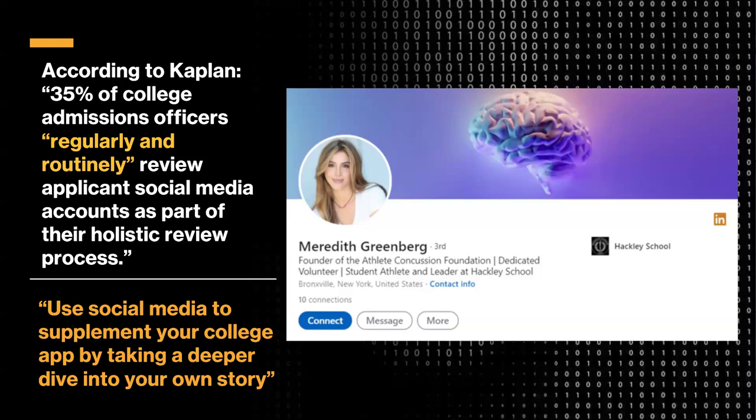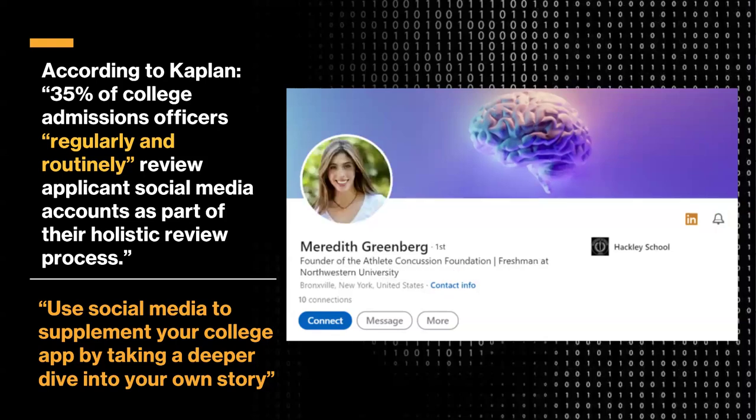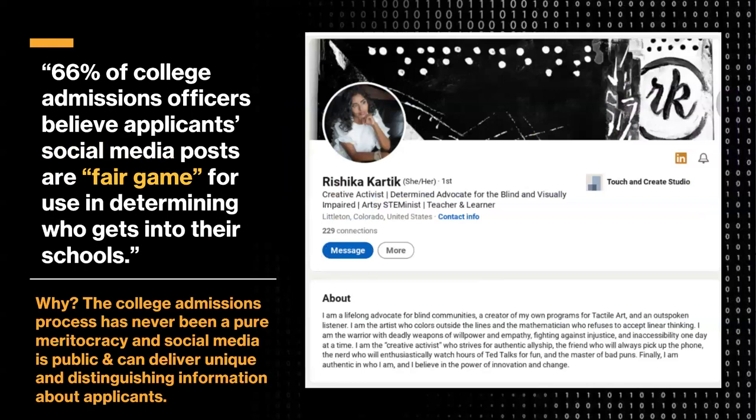And here, we had worked with this young lady, Meredith, and we do know that Northwestern did take a look at her LinkedIn when she invited them to do so, and it showcased her work around student athletes and concussions. But moreover than the 35% that regularly and routinely look at it, 66%, or 2/3, of college admissions officers believe that it is fair game. Okay, they don't look, but they're not against looking. And this is where we come in.